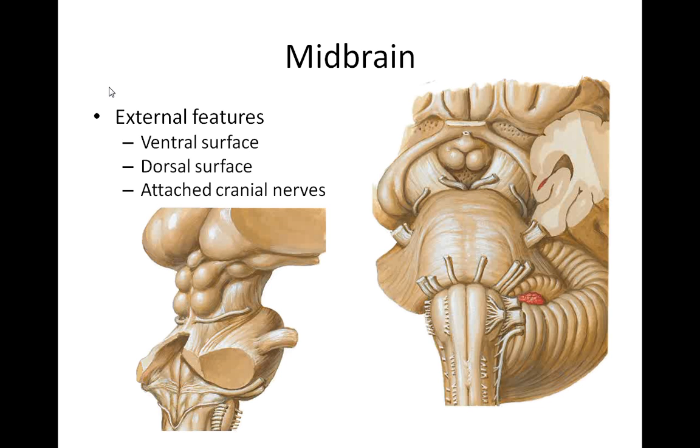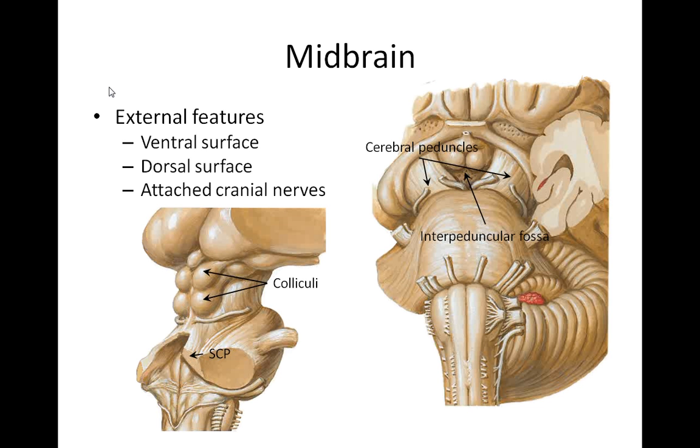So with the ventral surface, the main features to note are the cerebral peduncles, and in between them we've got an interpeduncular fossa. The dorsal surface has the superior cerebellar peduncle, which connects to the back of it, and above this we have the superior and inferior colliculi.